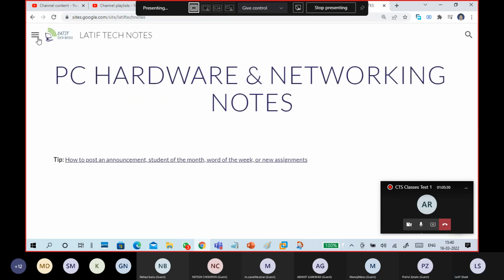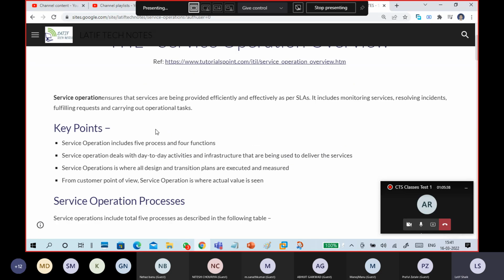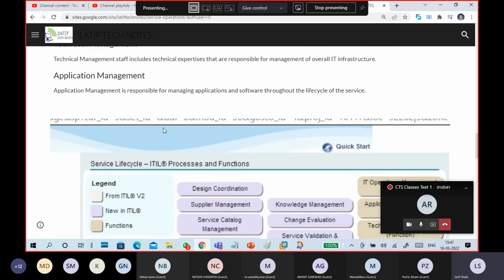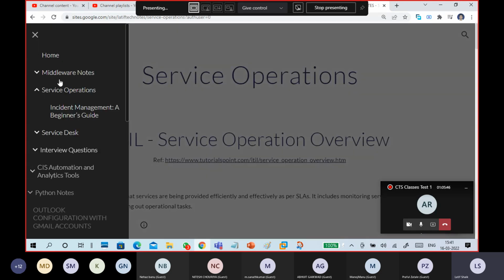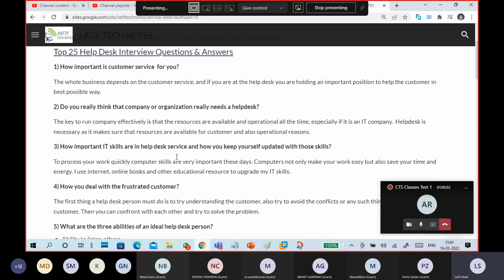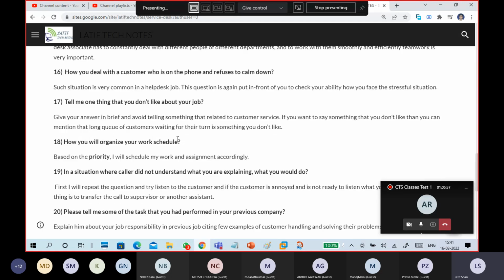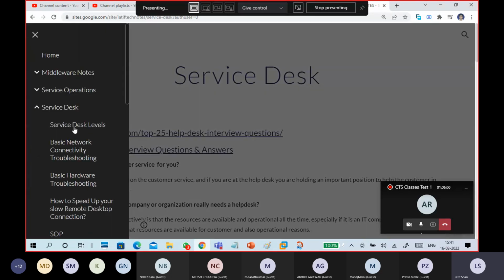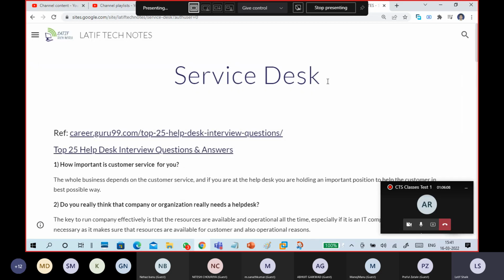Here also I mentioned service operations and service desk. Both service desk and non-service desk people must go to this, and the information is directly available here. If anything has subtopics, go through those also. And this is service desk. Here the top 25 service desk questions are also mentioned, which I took from Guru99. Under that there are subtopics, like what the service desk levels are and other basic questions. So go for it compulsorily.